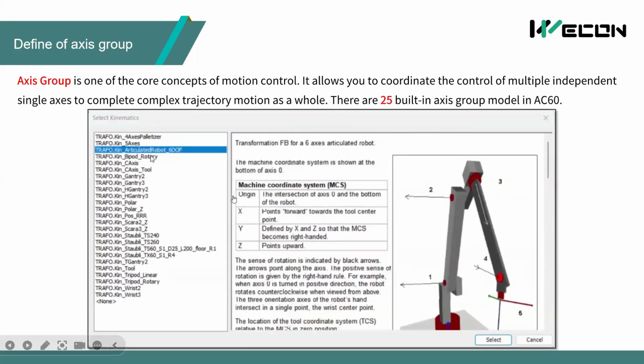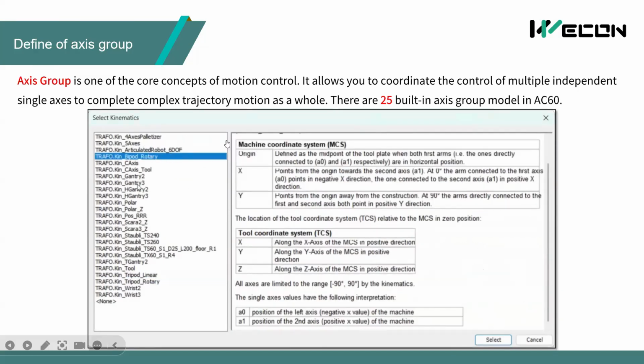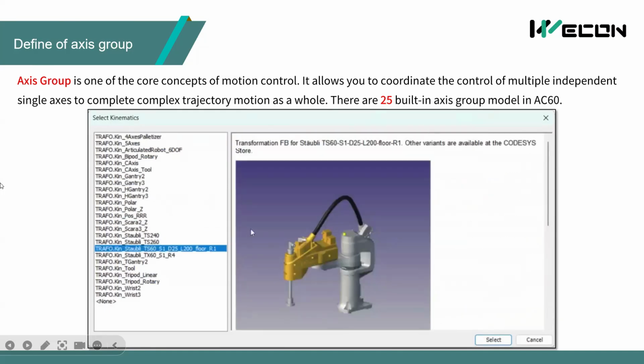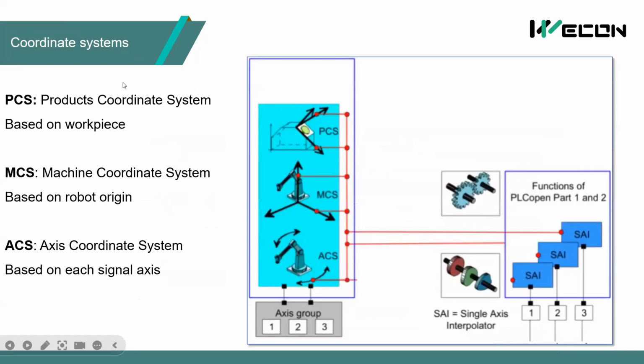And here in our software, we have 25 built-in axis groups. For axis group control, almost all function blocks have these coordinate systems. Here are the three most widely used coordinate systems: PCS, MCS, and ACS. PCS means product coordinate system.